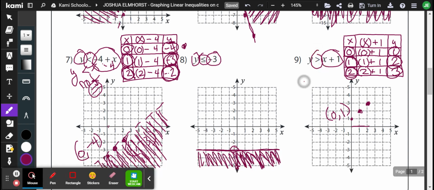And this is not equal. Since it's not equal, then we are going to do a dashed line. So it's not included. And then y is greater or above. That is going in the up direction.